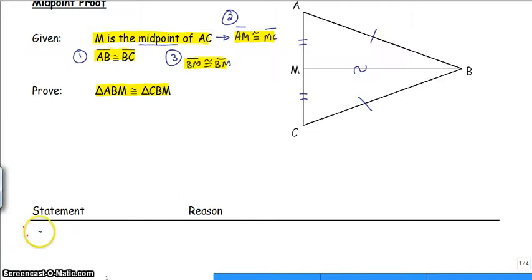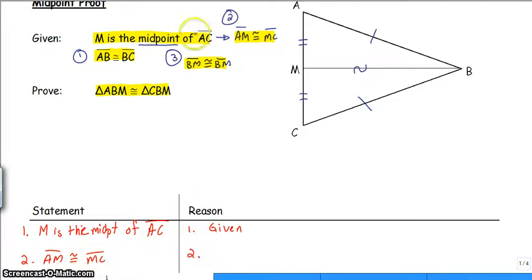Always use your givens. So first, M is the midpoint of segment AC. And I always have to give a reason. If it's one of my given statements, my reason is given. Always take that next step. Work with every given until you have a congruent statement. That's not a congruent statement, so I have to go with my next. That leads me to this congruent statement: segment AM is congruent to segment MC.